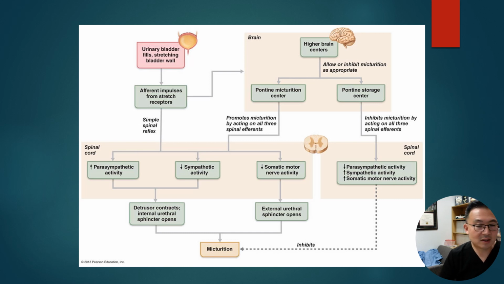However, as the brain and spinal cord mature, the afferent impulses from the stretch receptors are actually going up to the brain to the higher order centers, such as the periaqueductal gray and eventually the pontine micturition center, and the decision is made whether to be in storage mode or in micturition mode. And this diagram shows you what happens to nerve activity in each state. So I think it's a nice review.